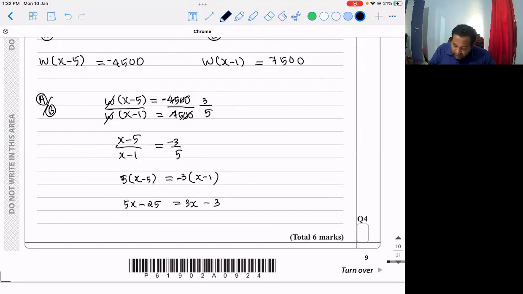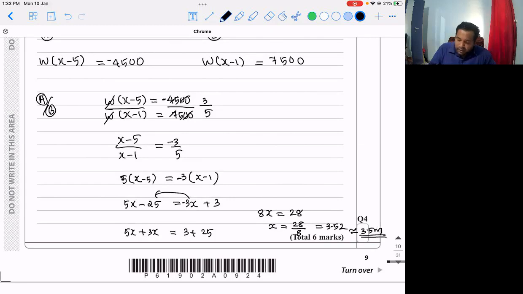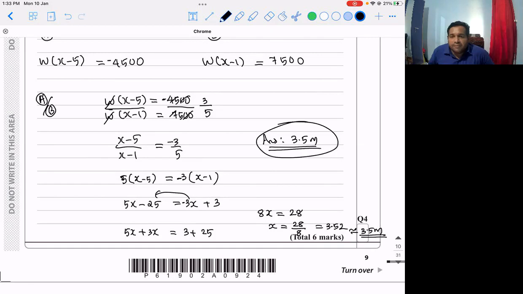So 5x minus 25 is equal to minus 3x plus 3. If you're rearranging this, bringing terms to one side, it becomes 5x plus 3x is equal to 3 plus 25. So 8x is equal to 28, or x is equal to 28 upon 8. So that becomes 3.5, approximately 3.5 meters. So the answer for this question is 3.5 meters. So the value of x is 3.5 meters.